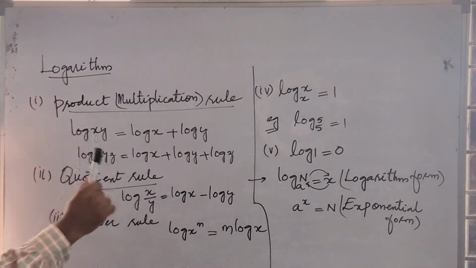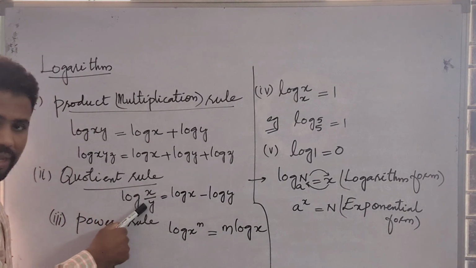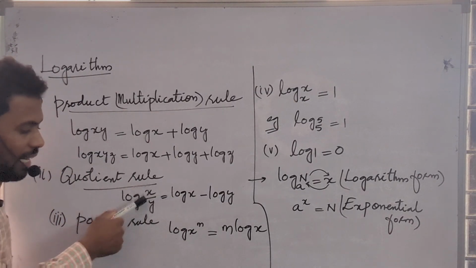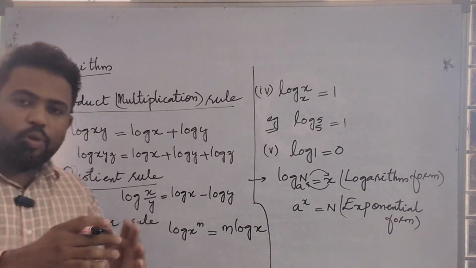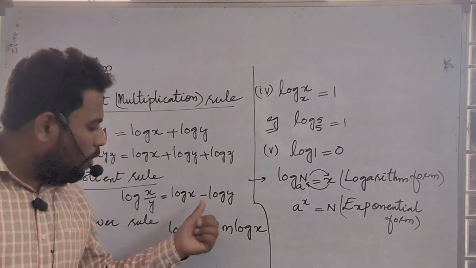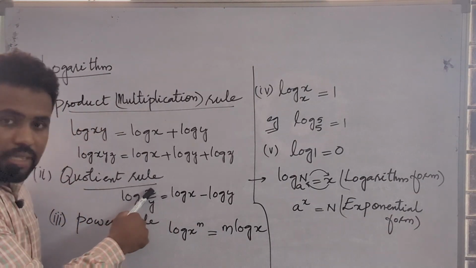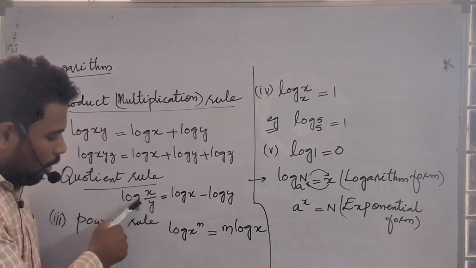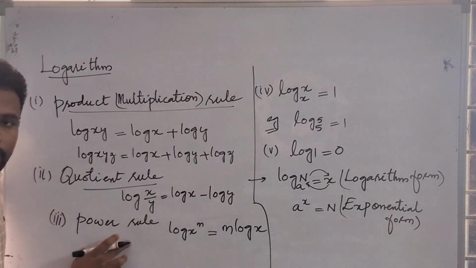Fine. Now the second one is called the quotient rule. So log x by y. Here we can see that x and y are getting divided by each other. So with division, we also have to expand the log with the help of a minus sign. So we are expanding the log here: log x minus log y. And the third rule is the power rule.